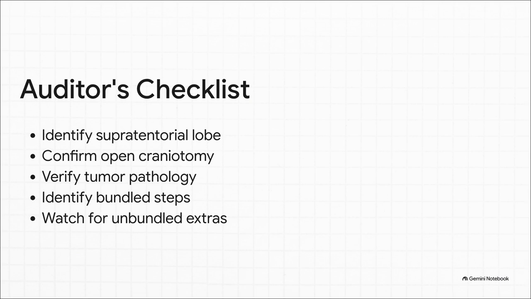Number 1, always verify the exact upstairs lobe or structure to confirm supratentorial placement. 2, confirm an open craniotomy technique was used, not a minimally invasive endoscopic approach. 3, check that final pathology report to definitively tiebreak between a meningioma and a non-meningioma. 4, ensure you aren't separately billing for bundled surgical approaches like the burr holes or the bone flap. And 5, keep a really sharp eye out for legitimate unbundled extras, like modern navigation guidance or complex graft reconstructions, which absolutely might warrant additional codes.